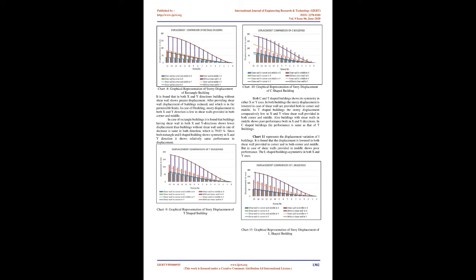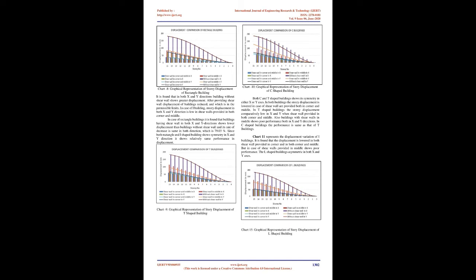both corner and middle. In case of rectangle buildings, it is found that buildings having shear wall in both X and Y directions show lower displacement than buildings without shear wall, and its rate of decrease is same in both directions, which is 79.03%. Since both rectangle and I-shaped buildings show symmetry in X and Y direction, they show relatively same performance in displacement. Chart 9, graphical representation of storey displacement of T-shaped building.